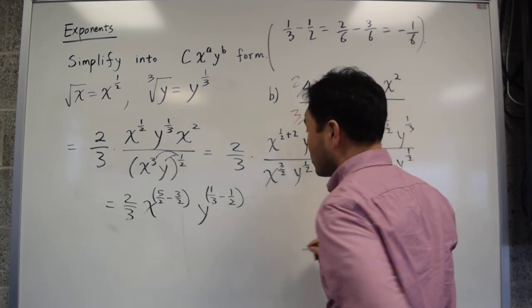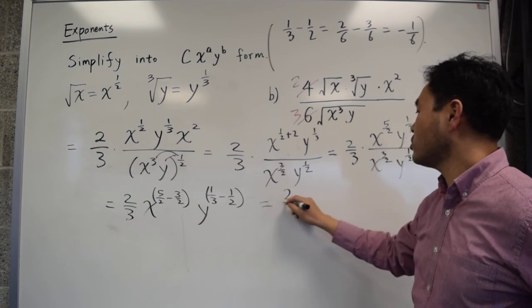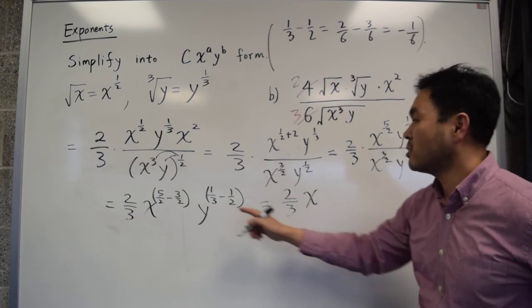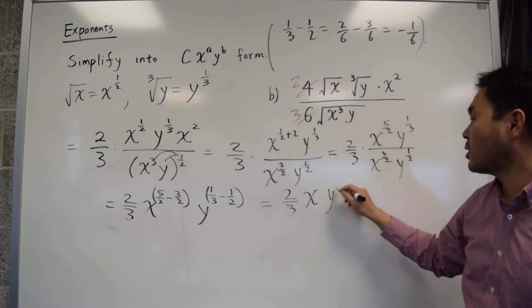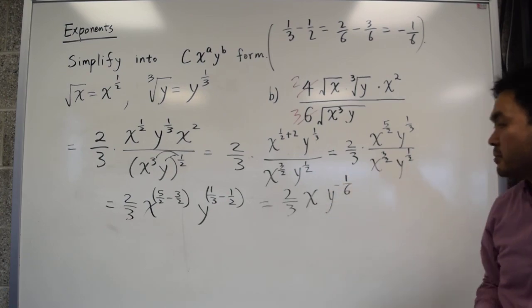Okay? So using that, we have 2/3 times x to the, we just agreed that this is first power, so we don't have to write anything. Then y to the negative 1/6. That's how I do it.